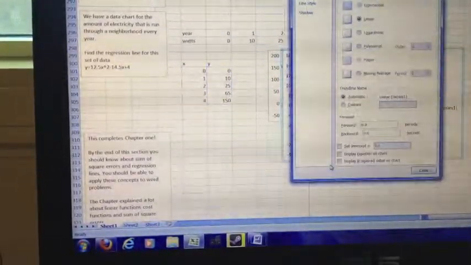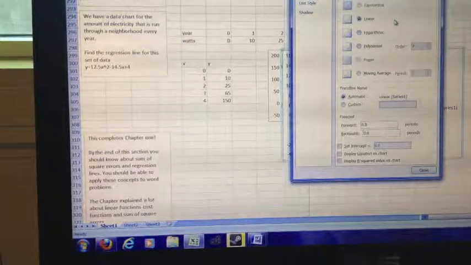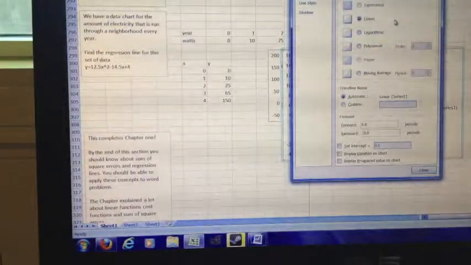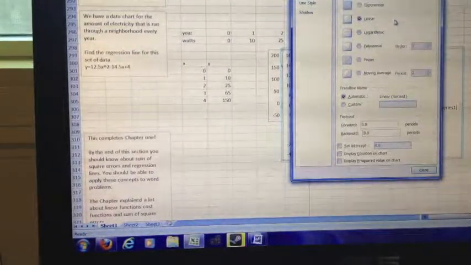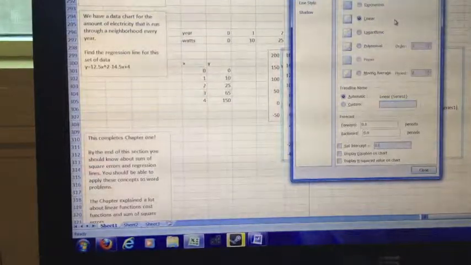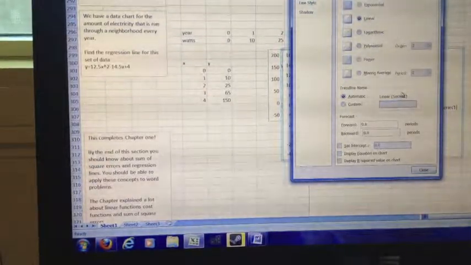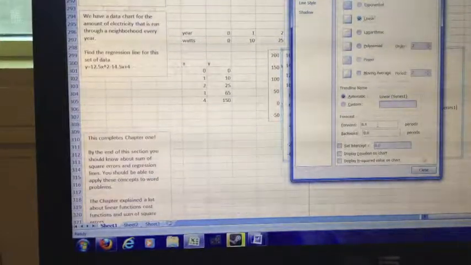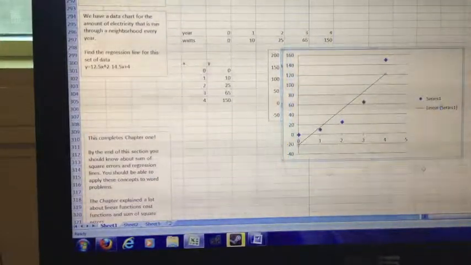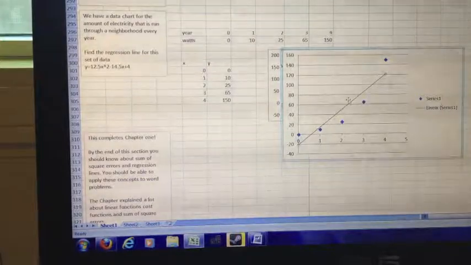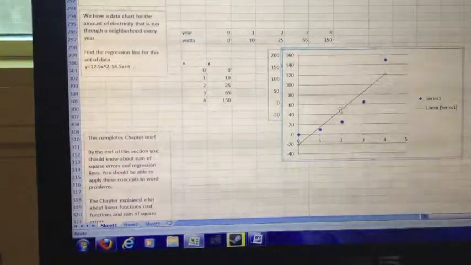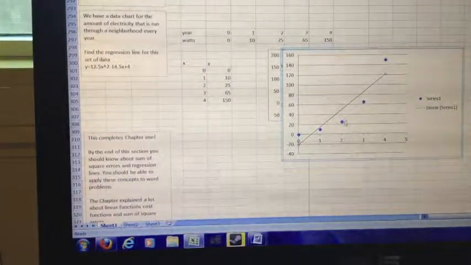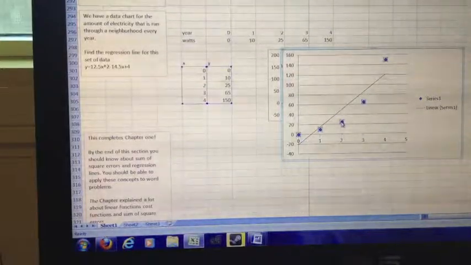Okay. So a lot of times with these questions, it'll ask you, is this able to be a linear function? And a lot of times the answer is no. Because if you look here, if we click linear, and then we click close, you can see that this line doesn't really match up with these points. Therefore, it's not a linear function. It has to be a different type of line.